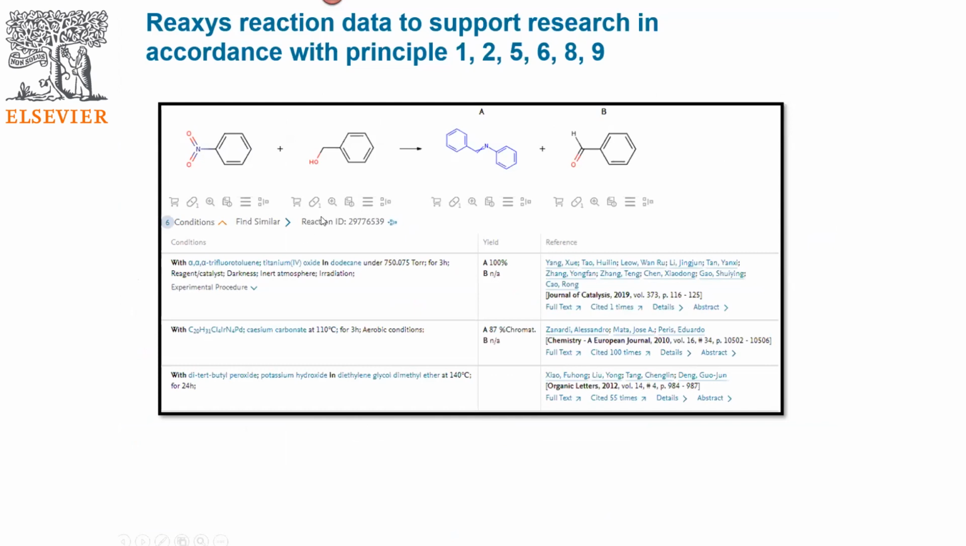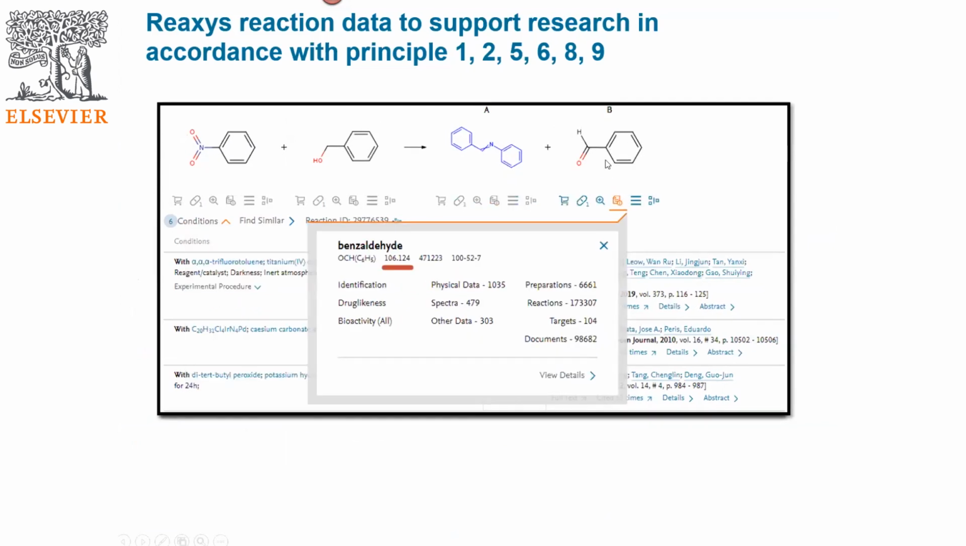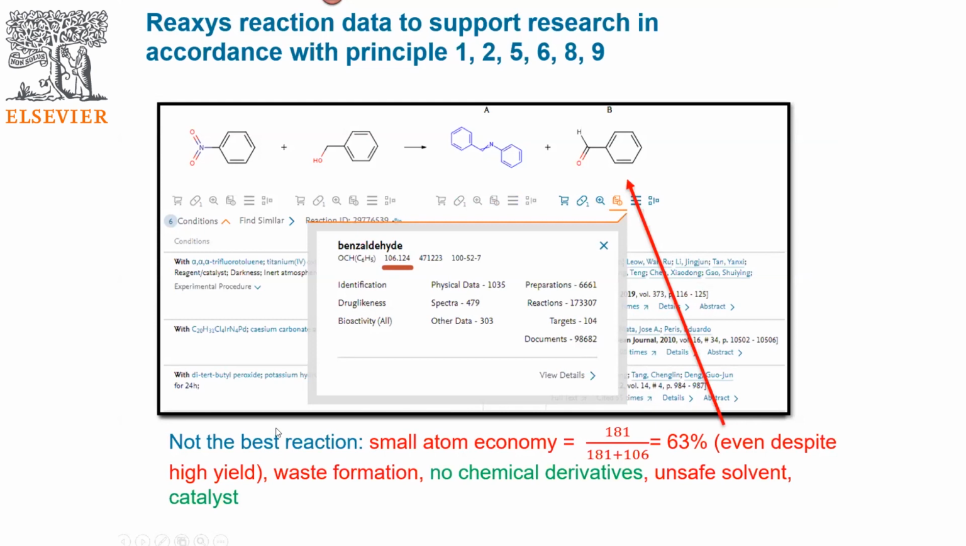Very easily, as we already discussed, we need to click over there. It's our key product. It's highlighted even in blue in Reaxys, and we can click there and take the molecular mass, 181. We should take the molecular mass of the second product. It's 106. And we need to use a very simple equation. 181 over 181 plus 106, 63%.